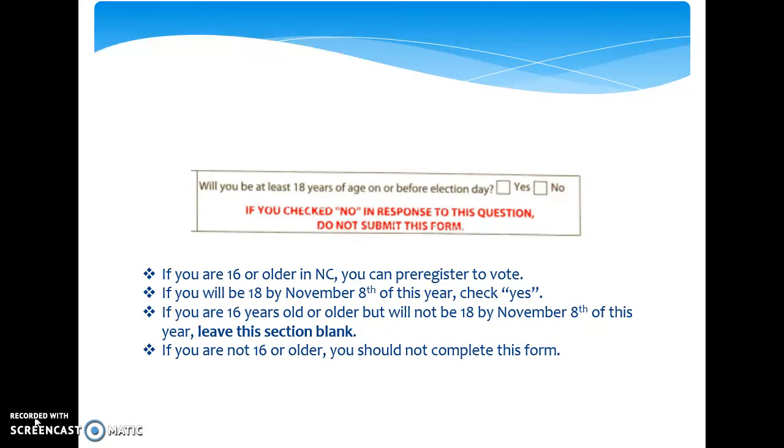If you are 16 or older in North Carolina, you can pre-register to vote. If you will be 18 by November 8th of this year, check yes in the box on the form. If you are 16 years old or older but will not be 18 by November 8th of this year, leave this section blank. If you are not 16 or older, you should not complete this form.